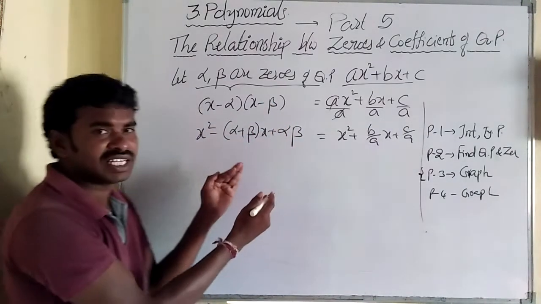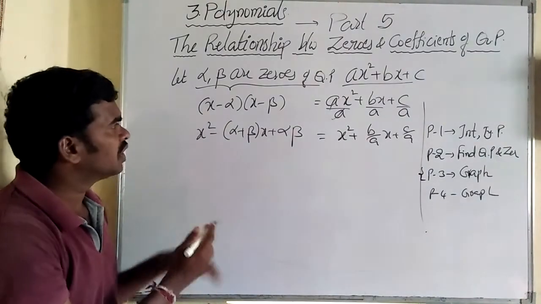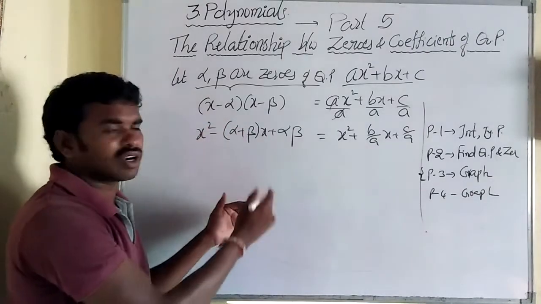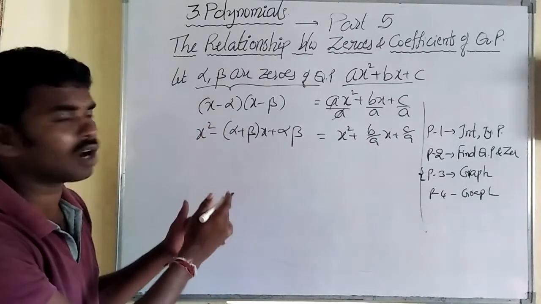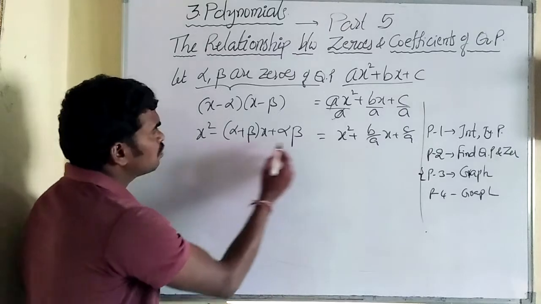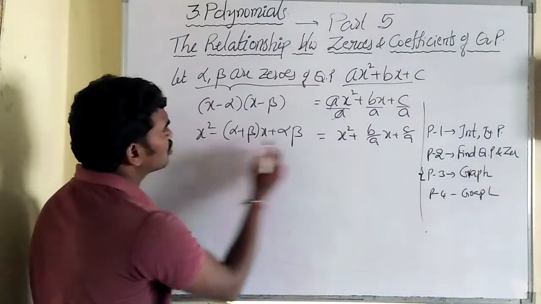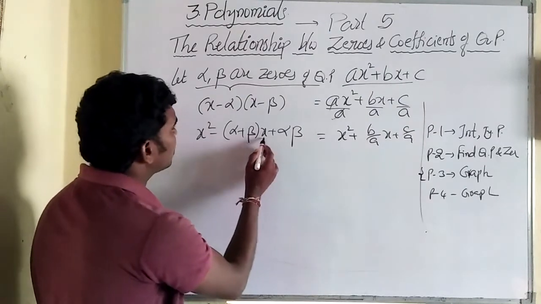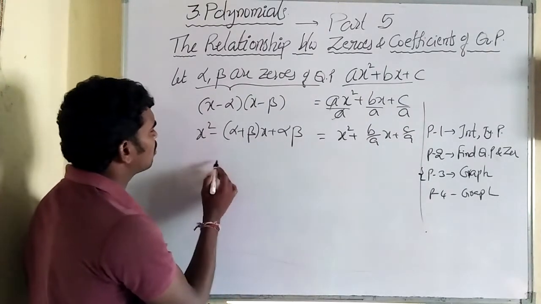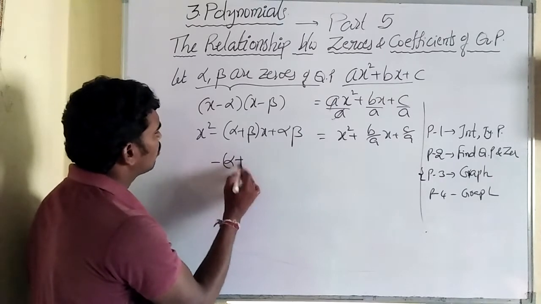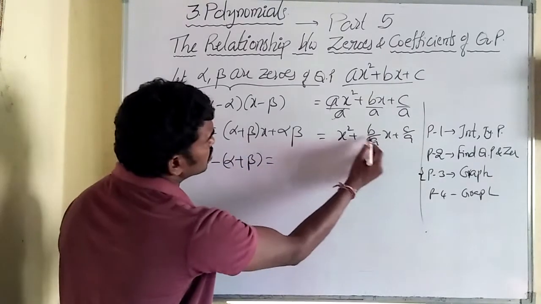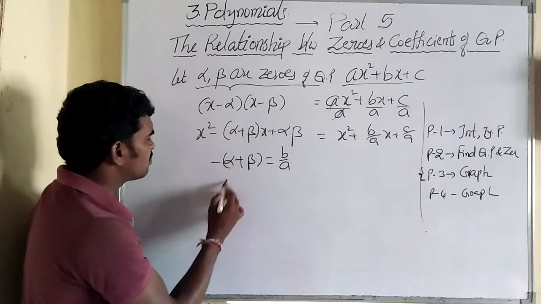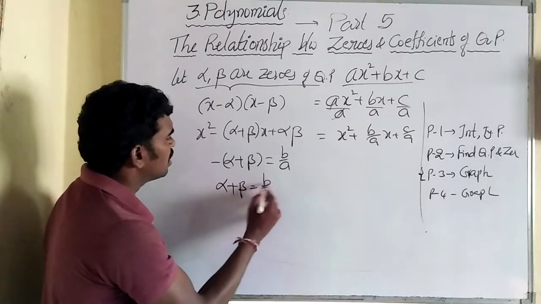Why am I saying this? How we derive it is not important; I am explaining this to help you remember the formula. Comparing both sides, the x square coefficient is 1 on both, so leave it. Next, compare the x coefficient: here it is minus of (alpha plus beta), and here the x coefficient is b by a.